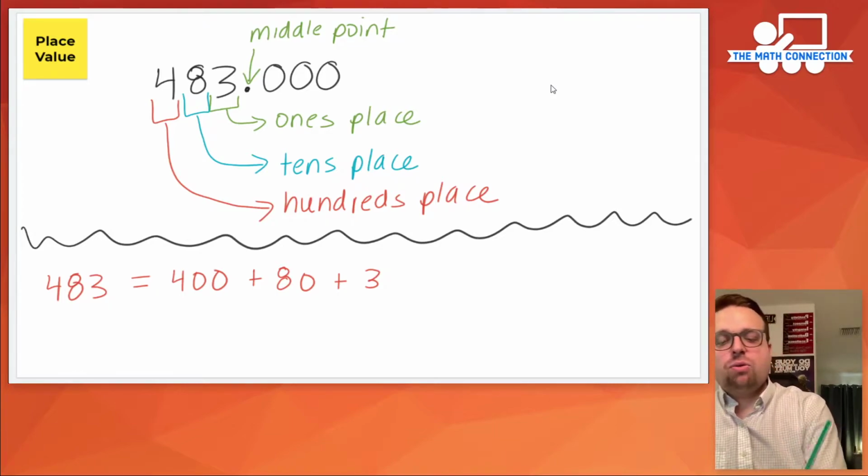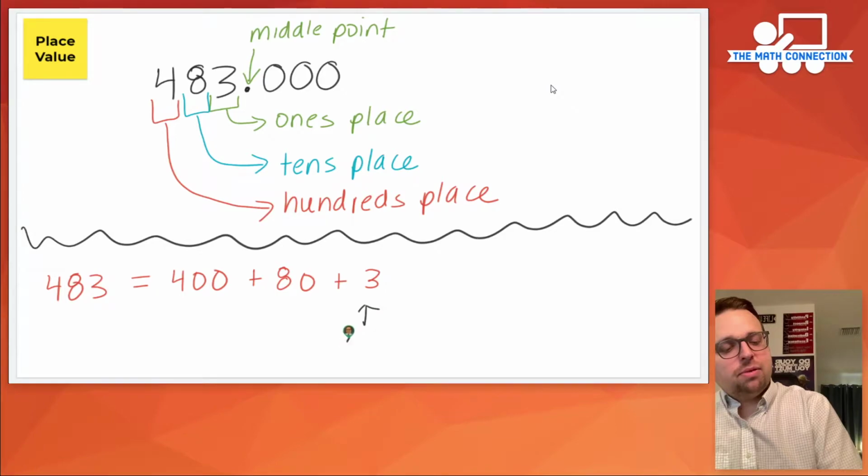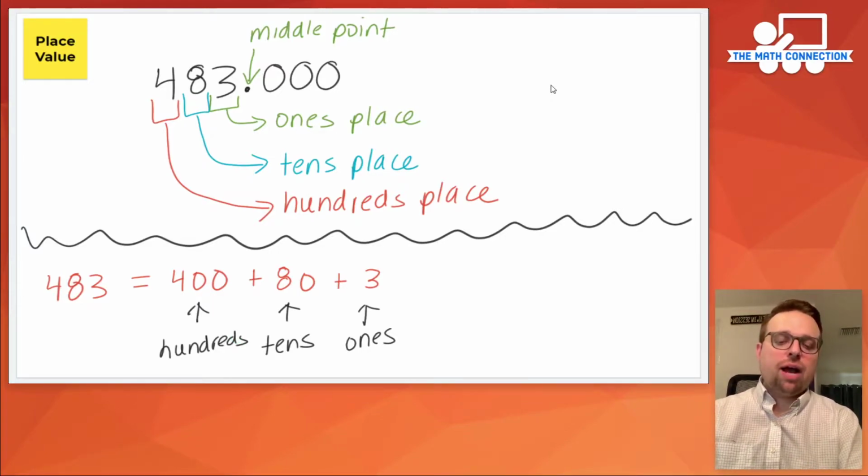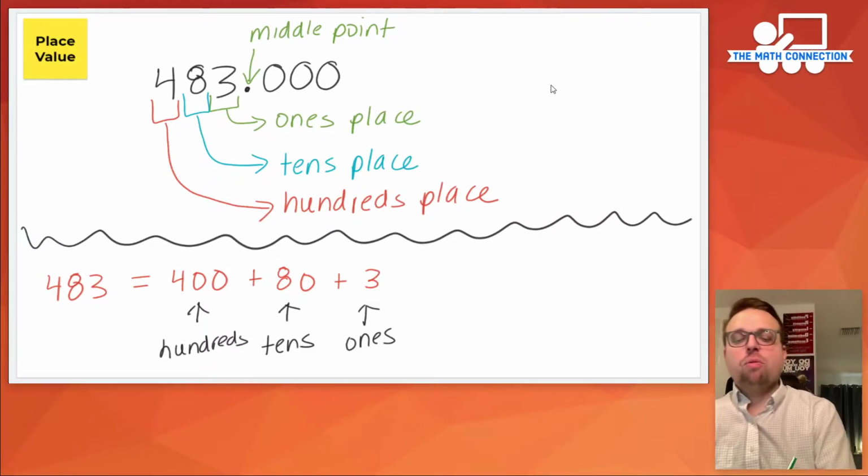So this would represent the ones place. This would represent the tens place. And 400 would represent the hundreds place. So that's another way to explain how you would arrive at a quantity like 483. That's what expanded form is, and let me actually just write that out.